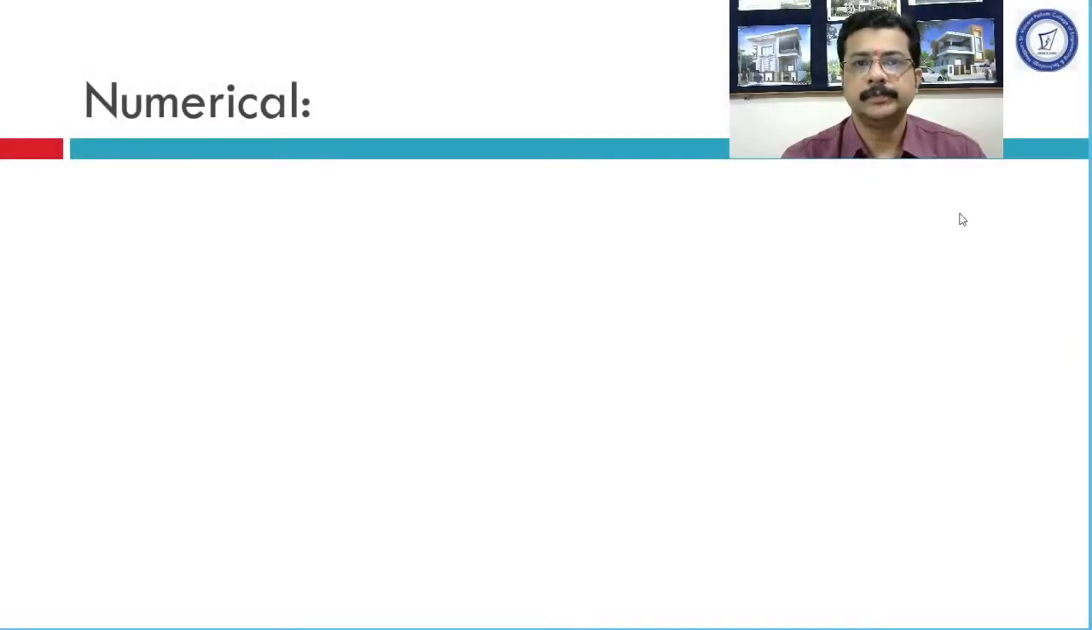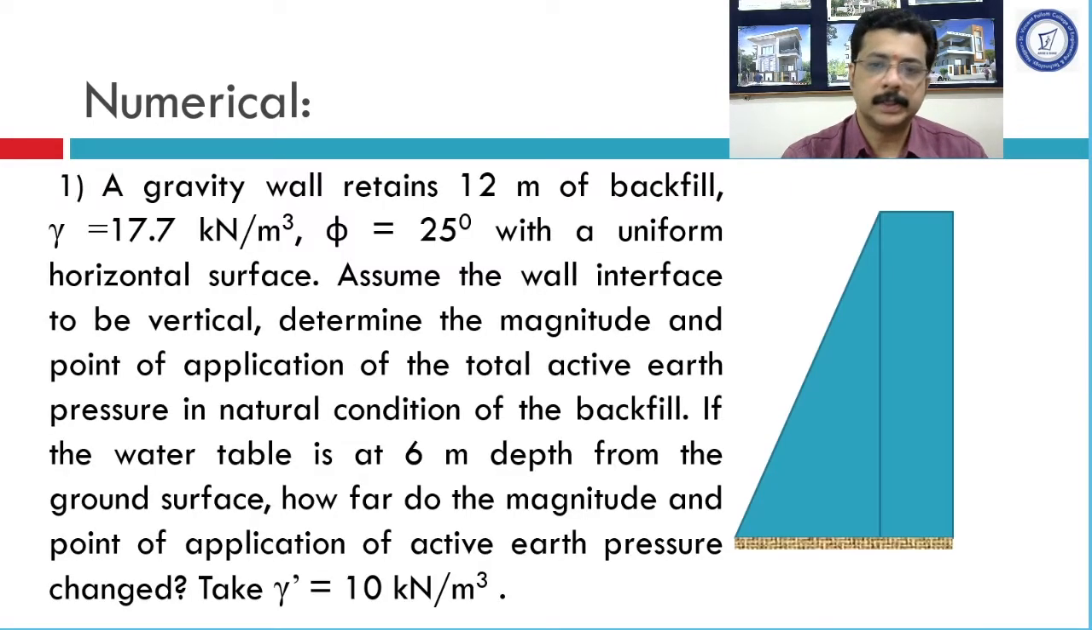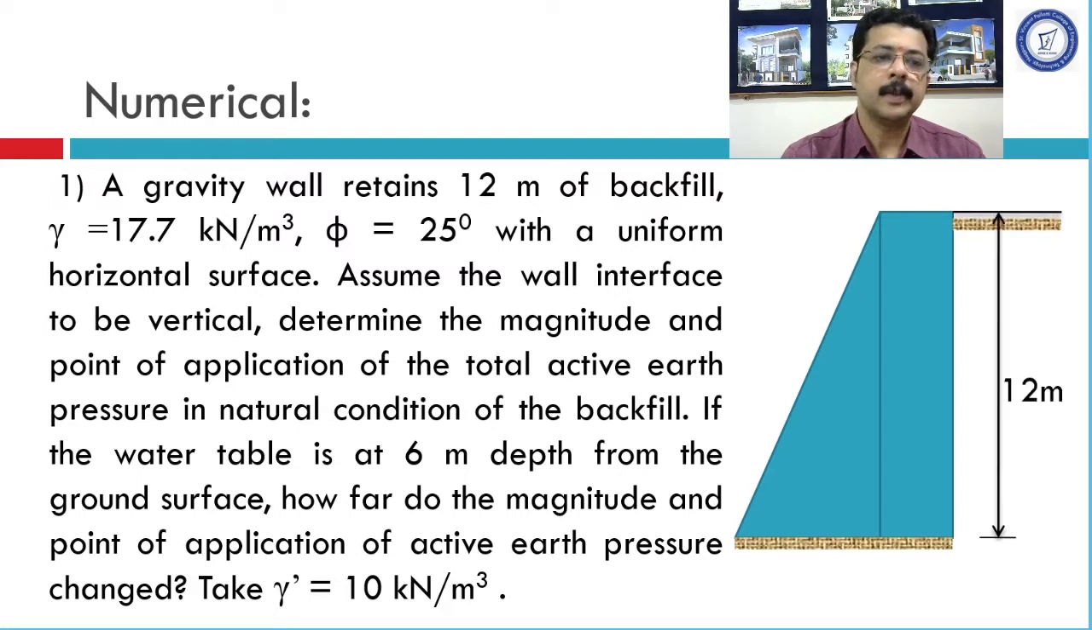Today we will see how to apply Rankine's theory to find out total active earth pressure and locate its point of application. So this is the question. A gravity wall retains 12 meter of backfill. Its unit weight is 17.7 kilonewton per cubic meter. Angle of internal friction is 25 degree with a uniform horizontal surface. Assume the wall interface to be vertical.